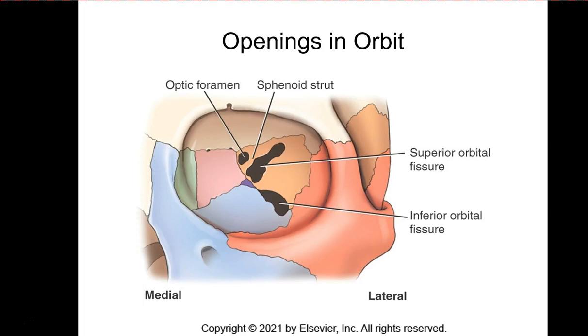The optic foramen is a small hole in the sphenoid bone that is located posteriorly at the apex or the point of that cone-shaped orbit. And you can see that here. The optic foramen, of course, allows for passage of the optic nerve, which is a continuation of our retina. The superior orbital fissure is an opening, so that's right here.